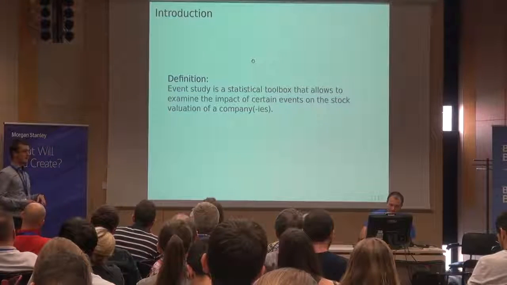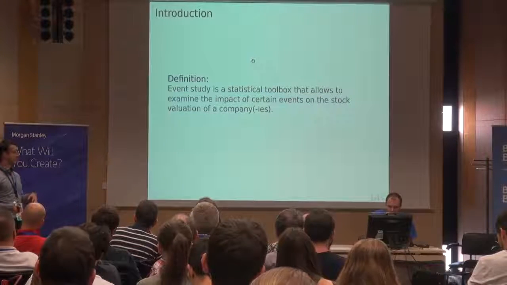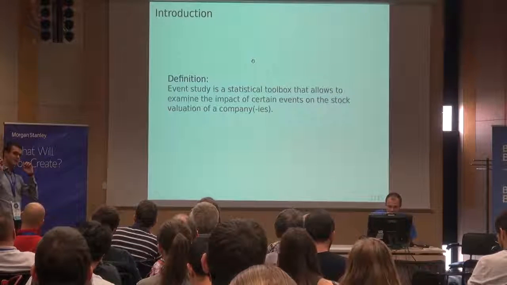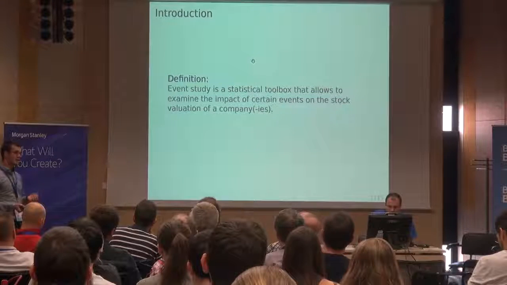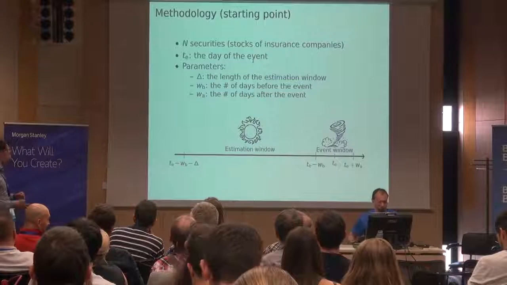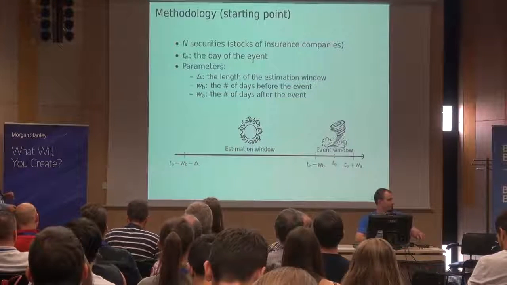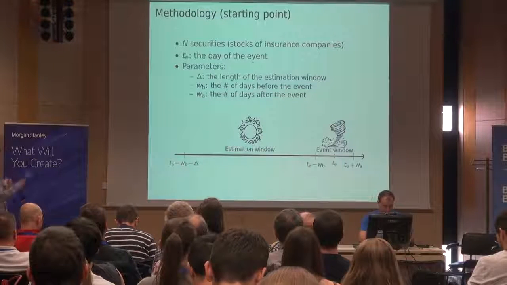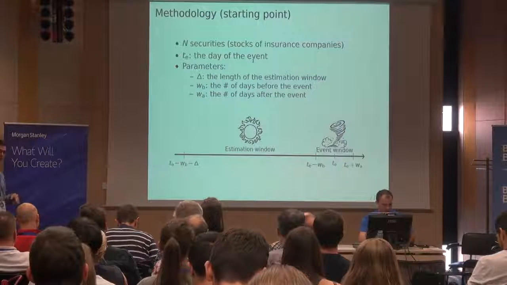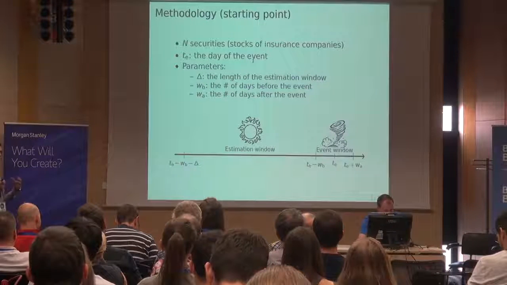So let me briefly come to the methodology, how it works. The starting point: we have N companies and securities, which are stocks in our case. And then we have our time span here, and we divide this time span into 2 parts: estimation window and event window. Event window is a time period when the event occurred and was anticipated.